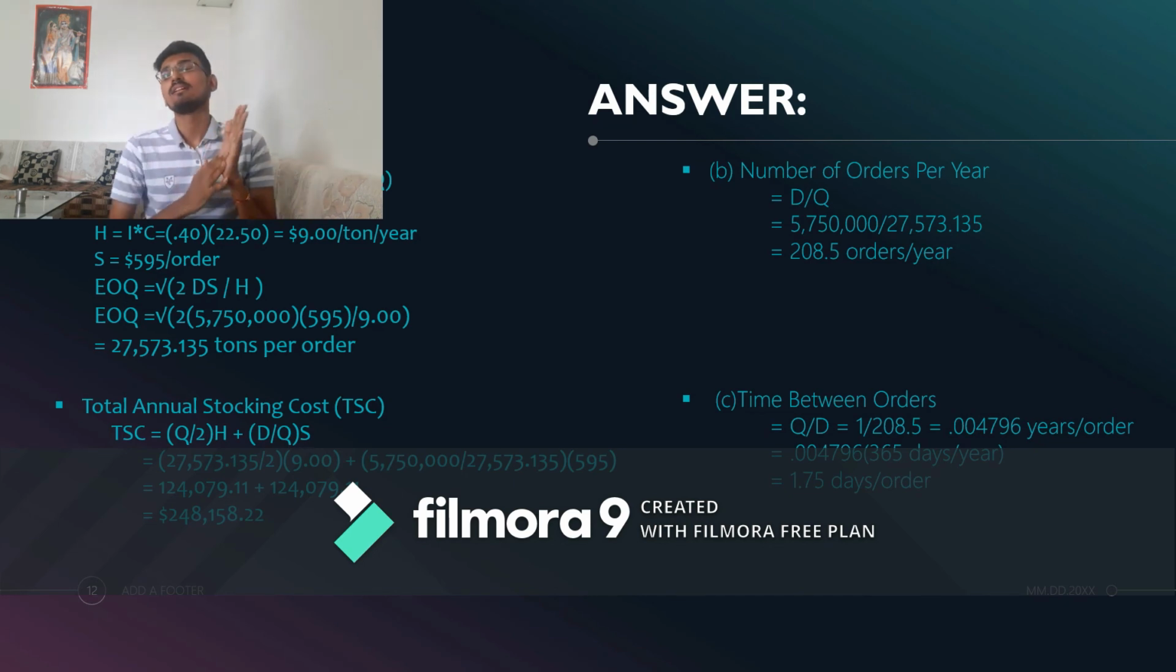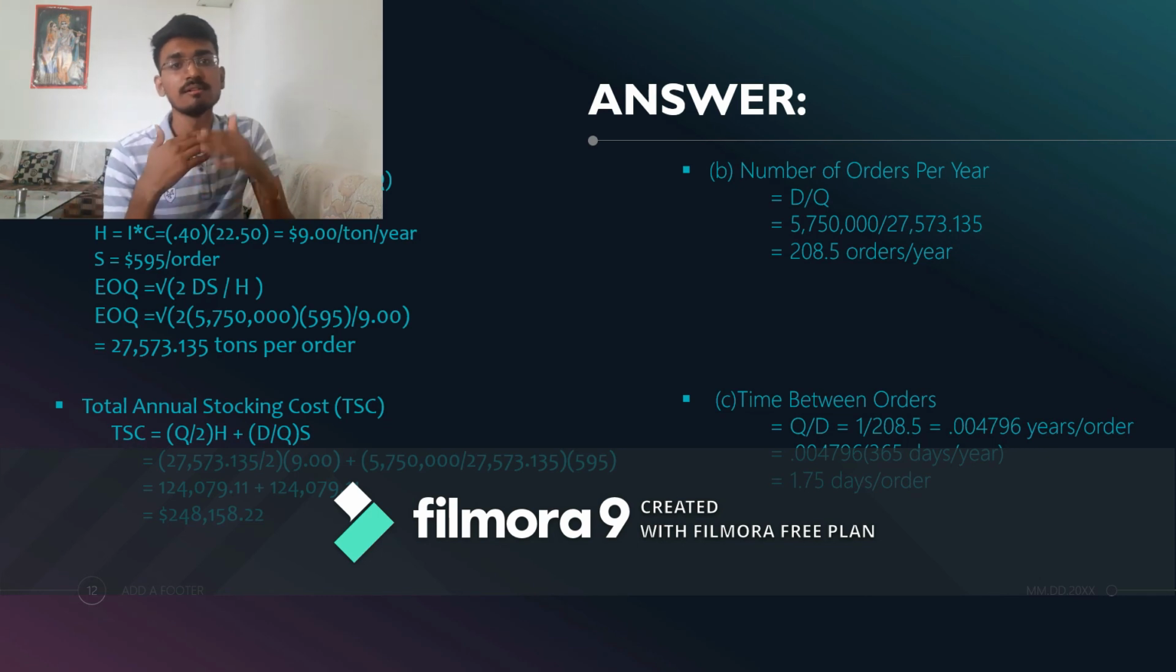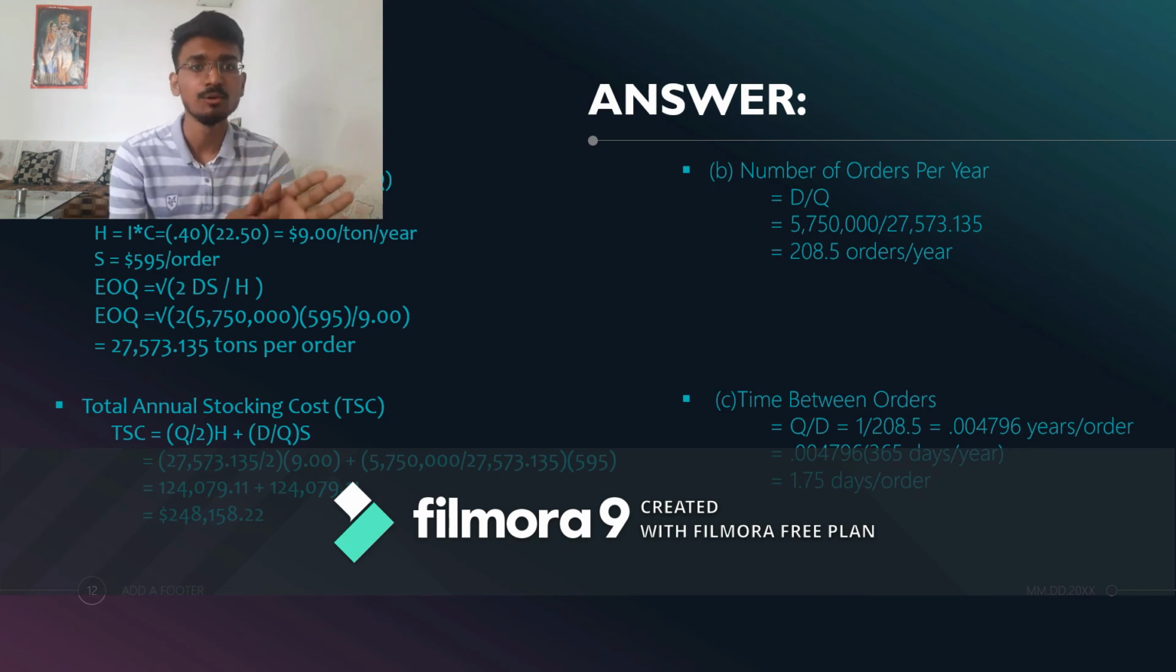It is not exactly manageable. We will order like 1.5 days, or we will make the next order after 2 days. But the exact value is that we have to make the next order after every 1.75 days.